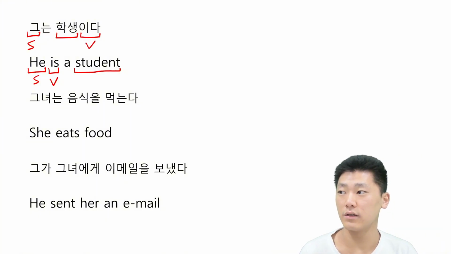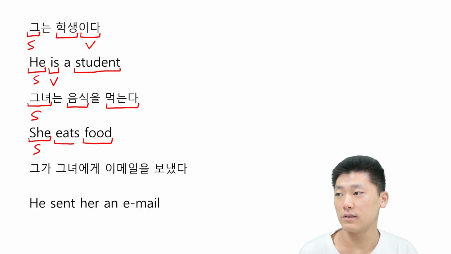And moving on, 그녀 means she, and she is the subject, so 그녀 is also the subject. And 는, we will talk about this later. And 음식 means food, and we will talk about this later. And 먹는다 means eat, which is verb, so 먹는다 is also the verb.